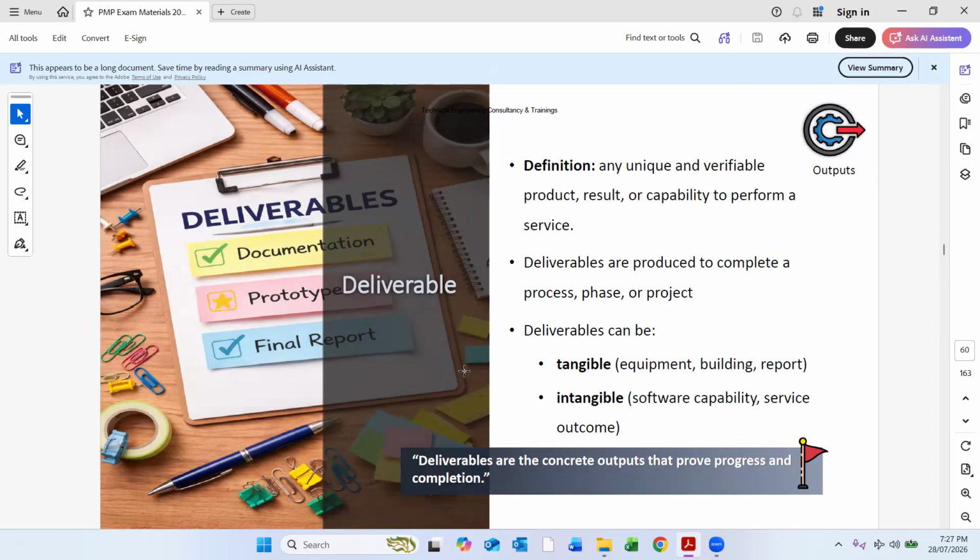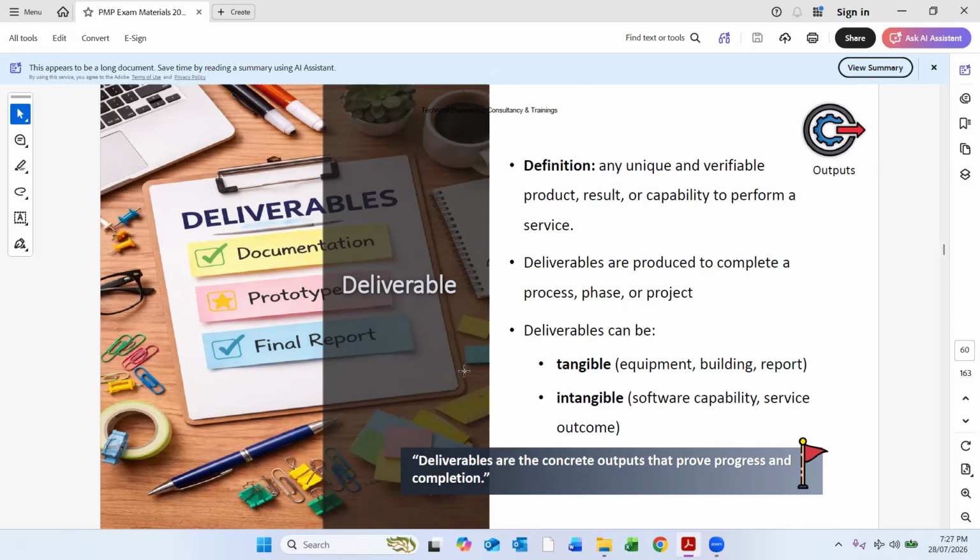Okay. So deliverables: a deliverable is a unique and verifiable product, result, or capability to perform a service. So that is the definition of a deliverable, that it is a unique and verifiable product where there is a result and where there is a capability to perform that service. Why are deliverables produced? In order to complete the project, or to complete the phase, or to complete the process.